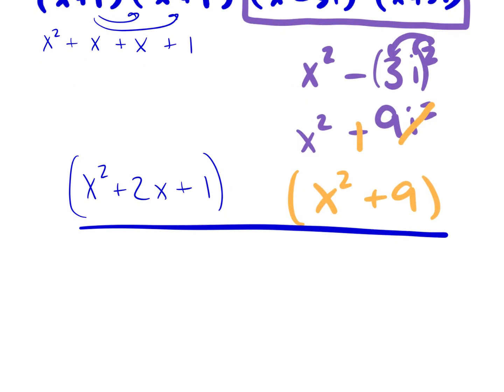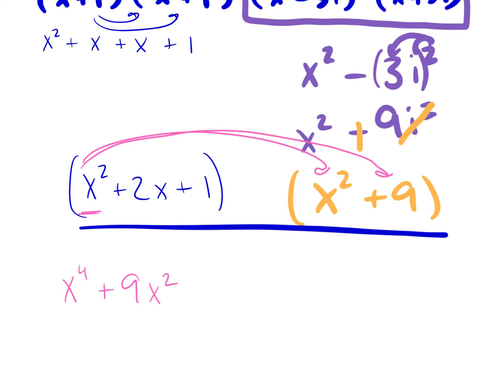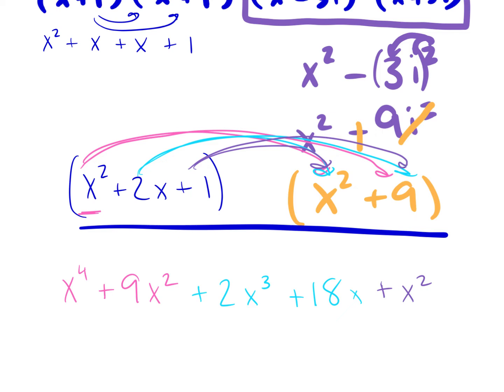So it's just like FOILing, but the first one has 3 terms, so we just have to make sure all 3 terms get multiplied to both terms in the second parentheses. So I'm going to start with x squared. So x squared times x squared would be what? x to the 4th power. Then x squared times 9, 9x squared. Then I have 2x times x squared, 2x cubed. Then 2x times 9, 18x. And then 1 times x squared, x squared, and 1 times 9, 9.